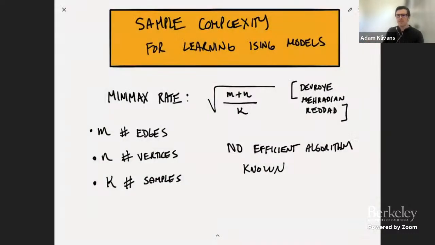So what is the sample complexity for learning general Ising models? This is from a recent paper of Devroye, Mehrabian, and Reddad. And what they proved is that if you have a general Ising model with m edges and n vertices, and you take k samples, then the minimax rate for learning with respect to total variation distance is theta of the square root of (m plus n) over k. And as far as I know, there's no efficient algorithm known that goes along with this sample complexity bound.